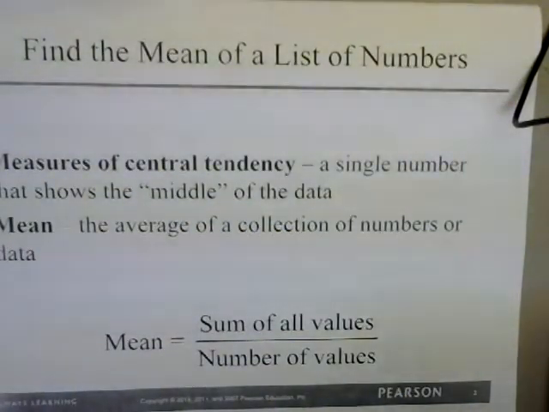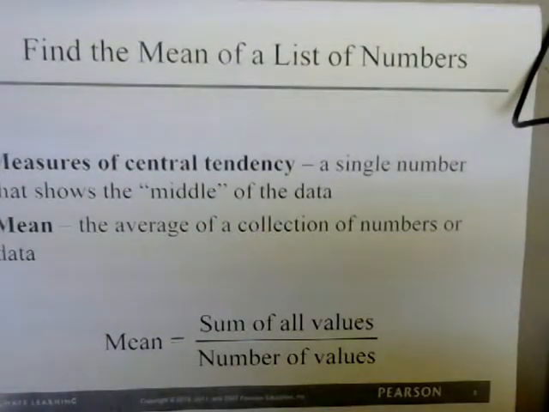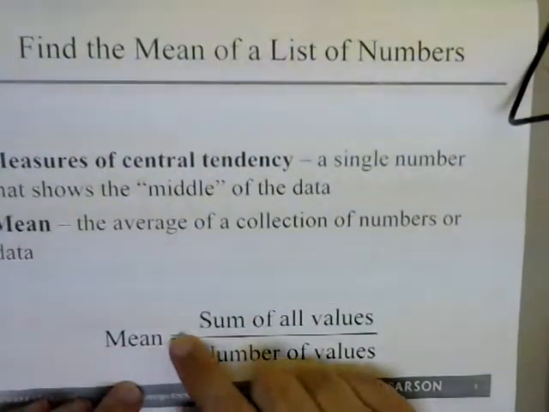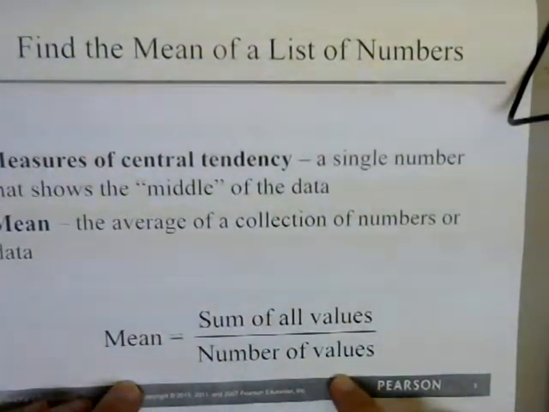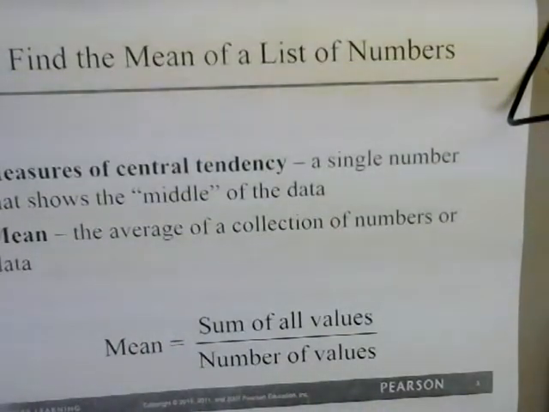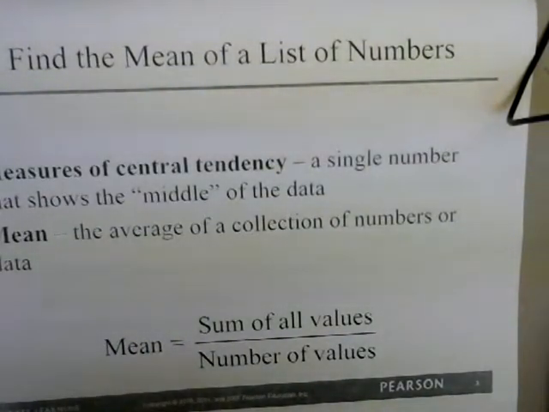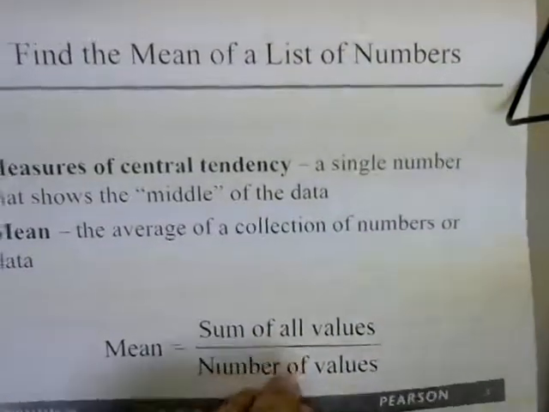So what is the mean of a list of numbers? It's a measure of central tendency, a single number that shows where the middle of the data is. The mean is the average of a collection of numbers. In other words, to calculate the mean, you add up all the values and then divide by the total number that you have. So if you wanted to find the average height of a bunch of people, you would take all their heights, add them together, and then divide by the number of people you've measured.